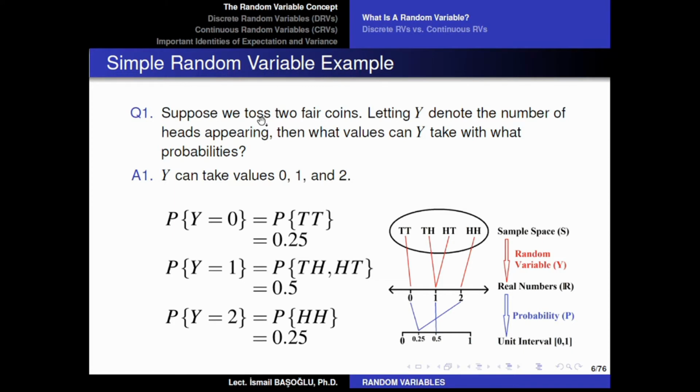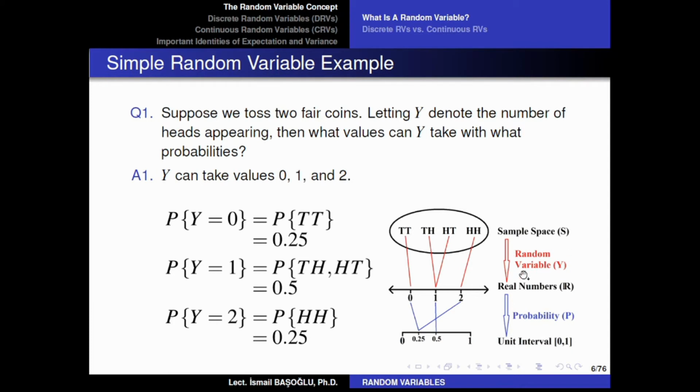Remember now, when you toss two fair coins, you have a sample space that consists of 4 equally likely outcomes. Each outcome here has the probability of 1 over 4. And now let's define our random variable. Our random variable y is defined as the total number of heads appearing. Now, how many heads appear in this first outcome? 0. So random variable y relates this outcome to 0.